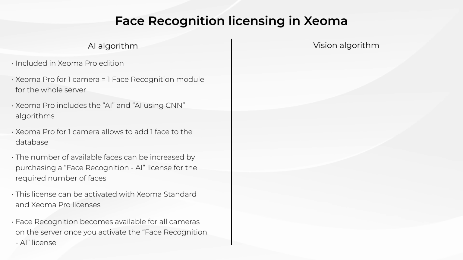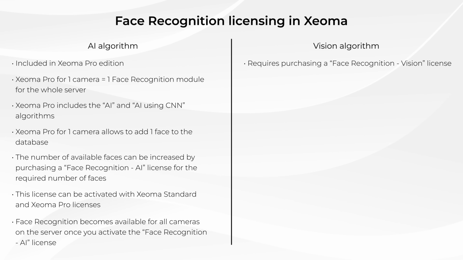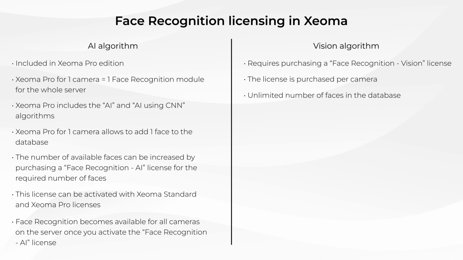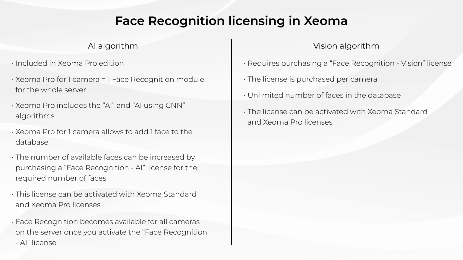The vision algorithm becomes available after you activate the additional face recognition vision license on the server. This license is purchased per camera, while the number of faces in the database is unlimited. The vision algorithm license can also be activated only together with Xeoma Standard and Xeoma Pro licenses.